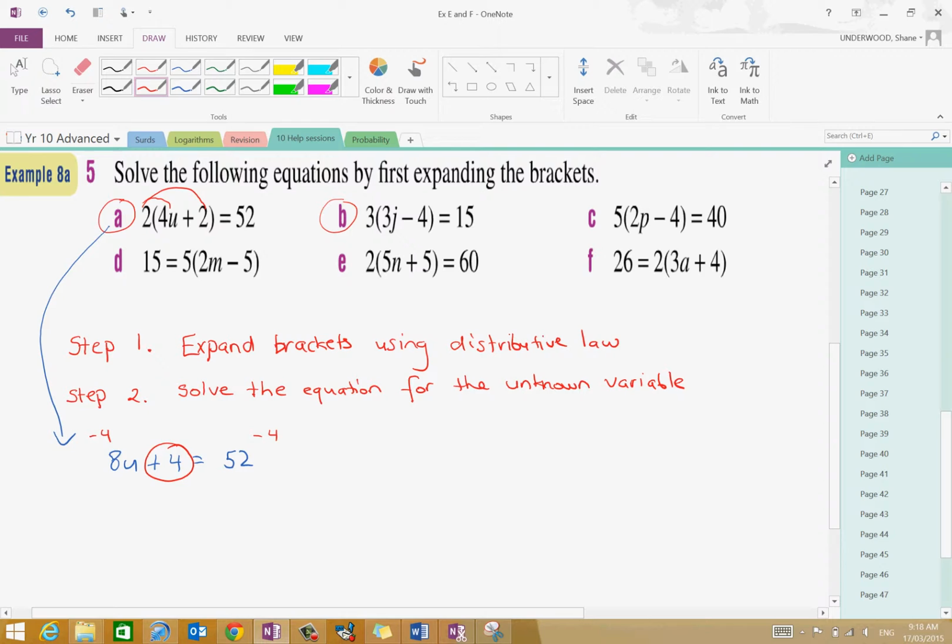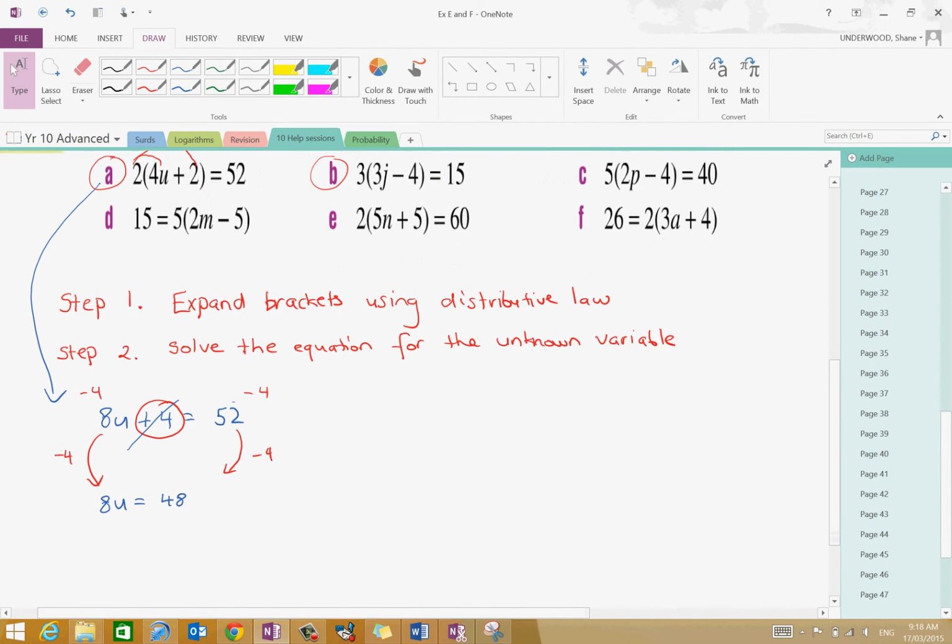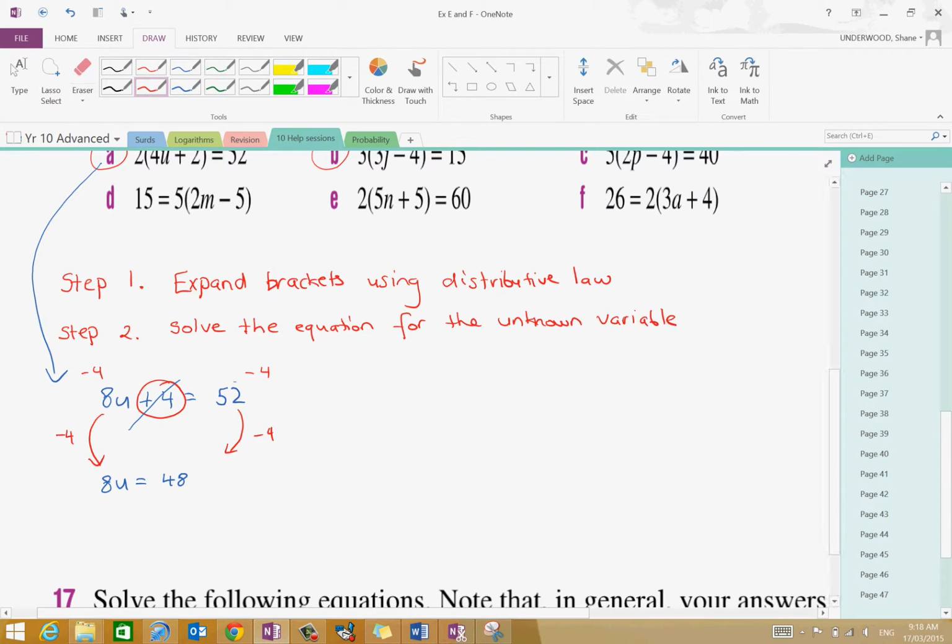Now, some of you are doing this, which is fine. You're going, okay, I've got a minus 4 from that side and minus 4 from that side. That's perfectly fine. Either way, the result is that this positive 4 is now cancelled out, and I've got 8u is equal to 48. Therefore, what am I doing to both sides? I'm dividing both sides by 8. And I'm dividing this side by 8. And that is going to give me u is equal to 6.